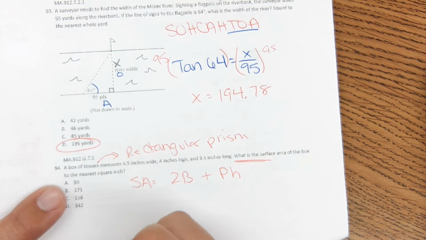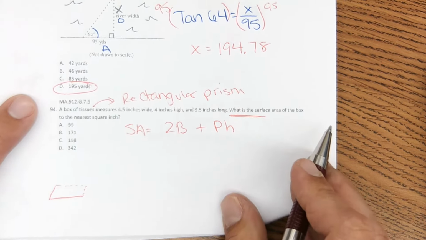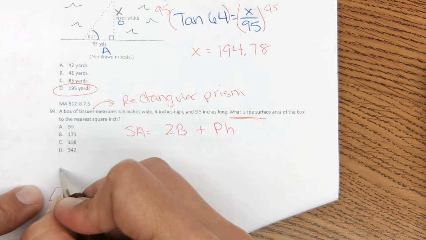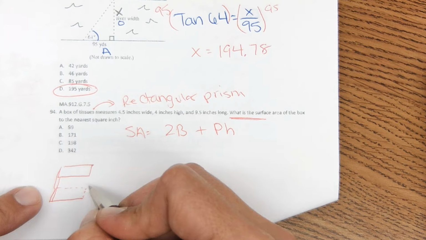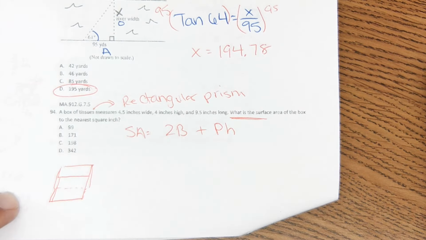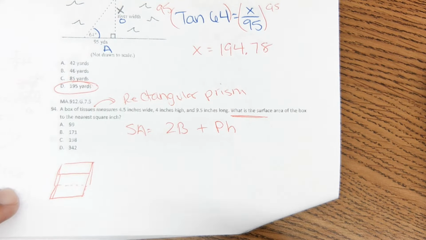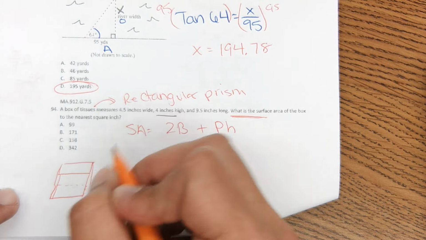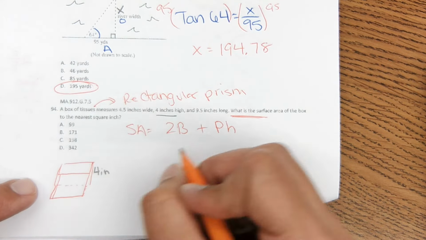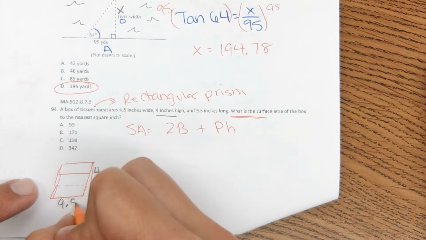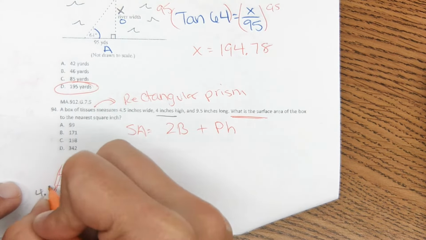Try my best to draw a rectangular prism. Oh, here's the base of my rectangular prism and the top. This is not the best drawing. Okay, so it says 4 inches high, 4.5 inches wide, and 9.5 inches long. 4.5. Okay.